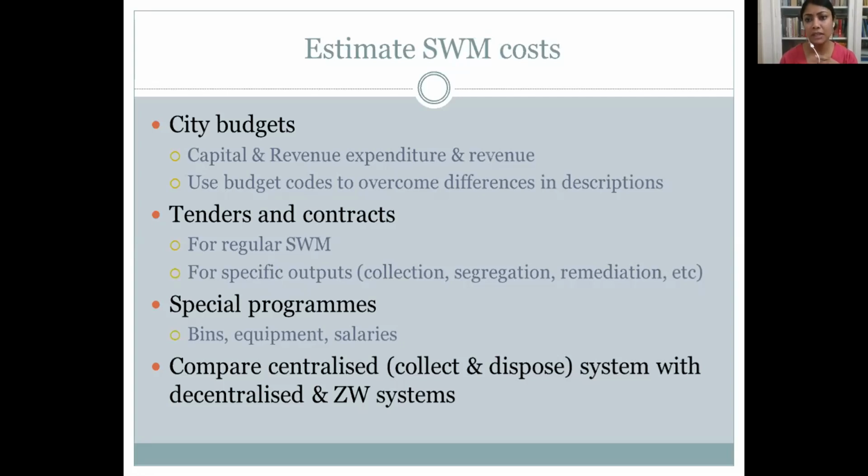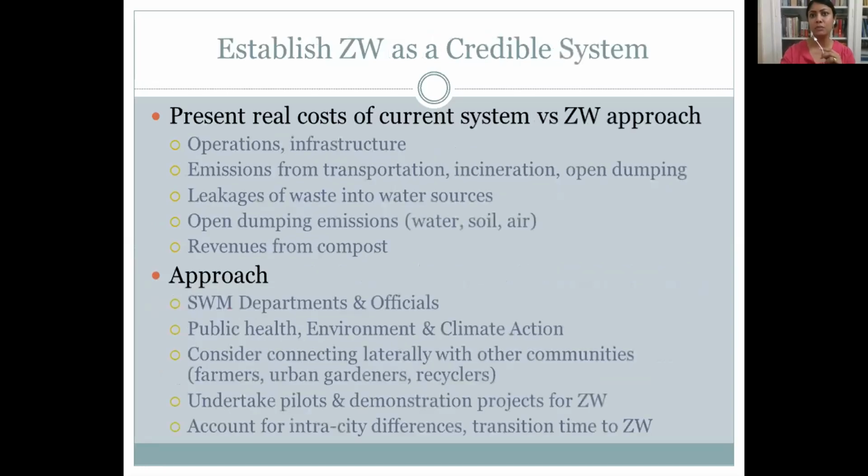Often we found that the descriptions, the line items tend to change. And so I think it's always good to reach out to people who can support the analysis. And once you have some of this data, it would be very good to compare what the current centralized system, which is based on collect and dispose, with a potential decentralized and zero waste system would look like. And this is very important because we need to establish zero waste as a credible approach to managing waste.